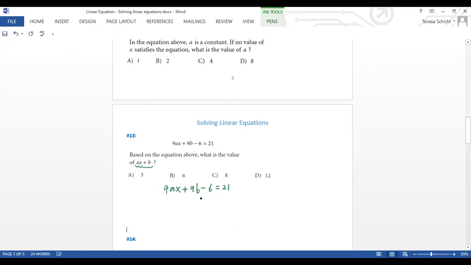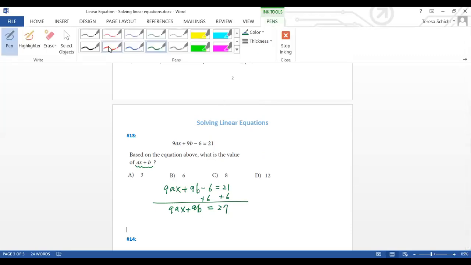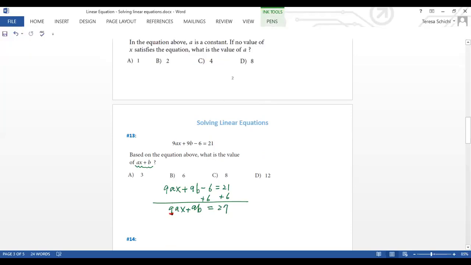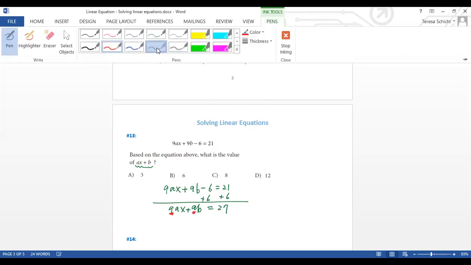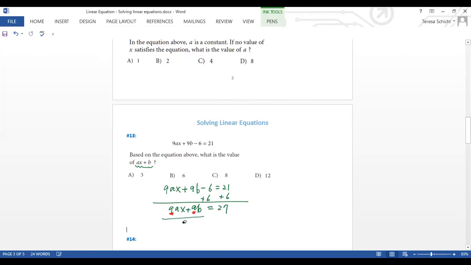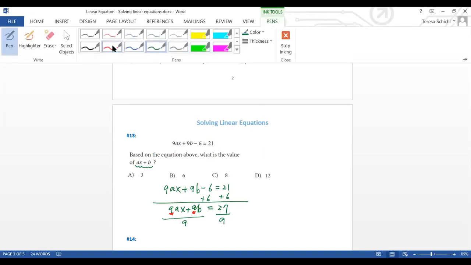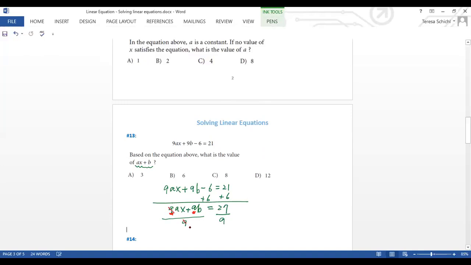The first thing is to move this constant to the other side, so I can add 6 to both sides. This gives 9ax plus 9b equals 27, because you are looking for ax plus b. I have 9 in front of ax and 9 in front of b, so I can divide both sides by 9. When you divide by 9, the 9s cancel.